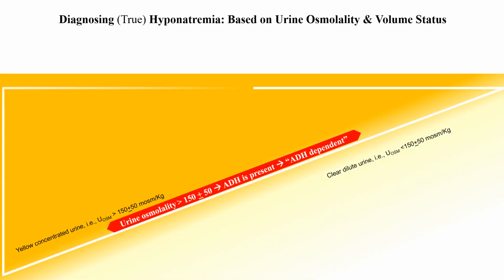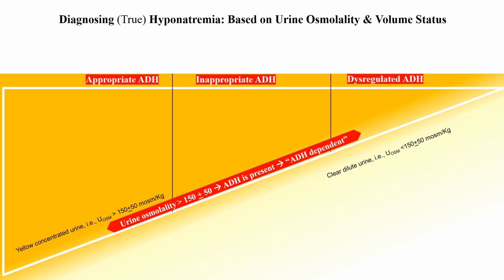A concentrated urine, that is, a urine with a high osmolality generally greater than 150 plus or minus 50 milliosmoles per kg, generally indicates the presence of ADH. This is because ADH promotes renal water reabsorption, thereby producing a concentrated urine. Next, we categorize the ADH state as being appropriate, inappropriate, or dysregulated based on the patient's volume status.